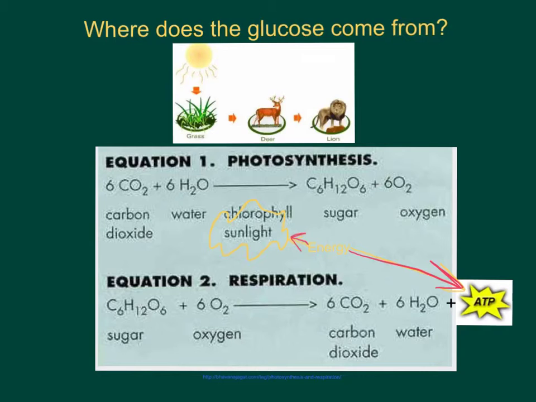But plants absorb the sunlight to provide the energy to create the bonds that combine the carbon dioxide and the water molecules into the sugar, or the glucose. And as I noted before, notice that, of course, a waste product of photosynthesis is oxygen.